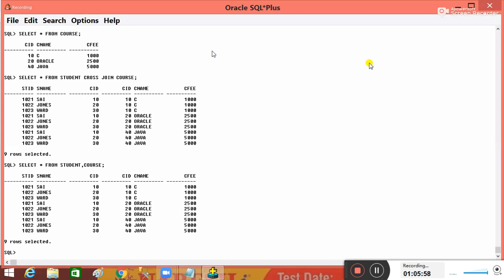So where can we use it in real time? There is no condition, but how can we use cross join in real time, where is it helpful? I will show that example in tomorrow's session: how cross join is useful in our applications.